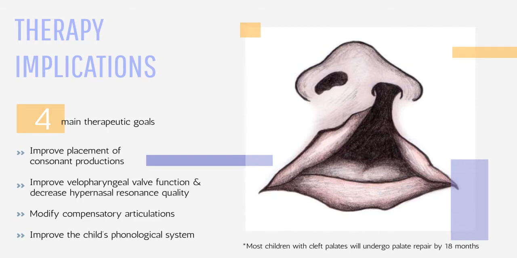When we go into therapy, there are typically four main goals when addressing cleft palate. Those goals are to improve the placement of consonant productions, to improve velopharyngeal valve function and thereby decrease hypernasal resonance quality, to modify compensatory articulations, and to improve the child's phonological system. So that's a broad look at the therapeutic goals, and obviously this could be more tailored depending on what the case looks like and what type of clefting is in front of you.